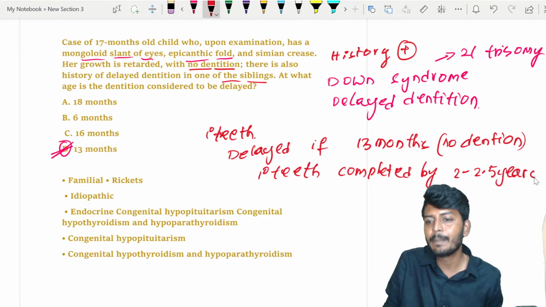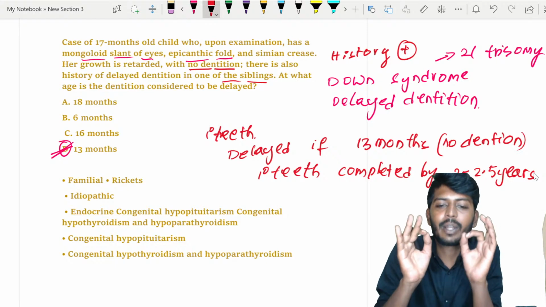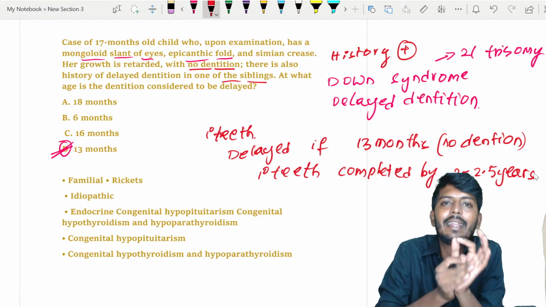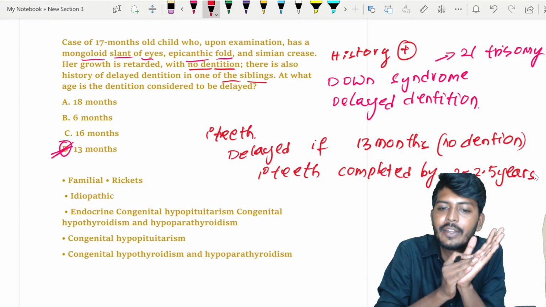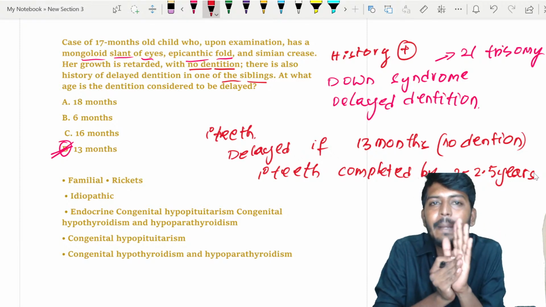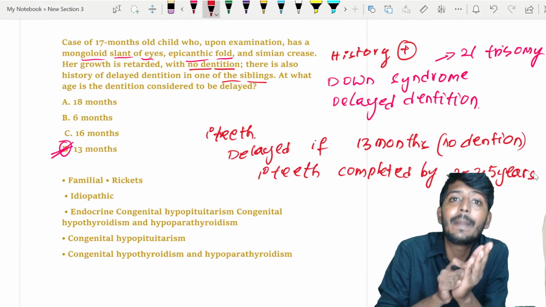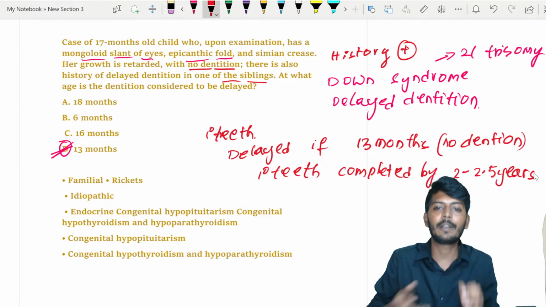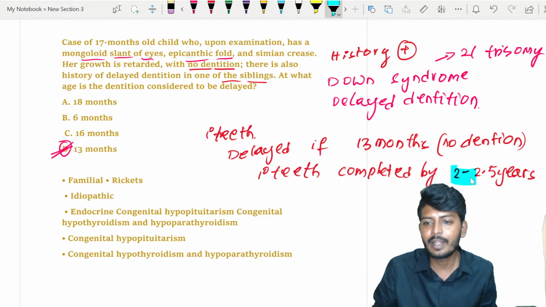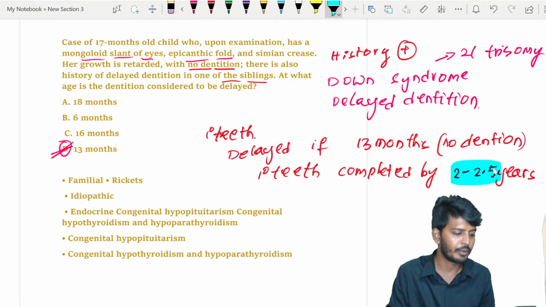Very simple. Question number 1: when do you consider it delayed? If there are no teeth till 13 months, it is a delayed dentition. Primary teeth should be completed by when? If they ask, 2 to 2.5 years, the completion of teeth should be present.